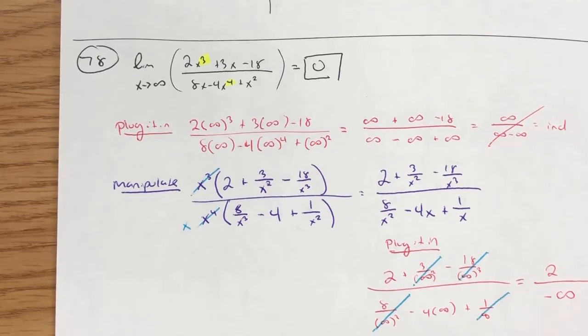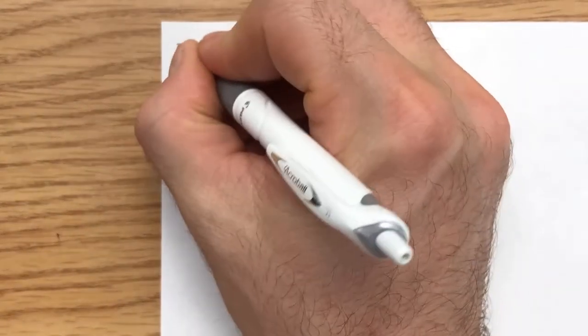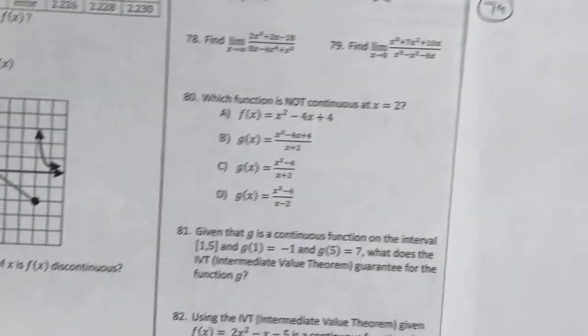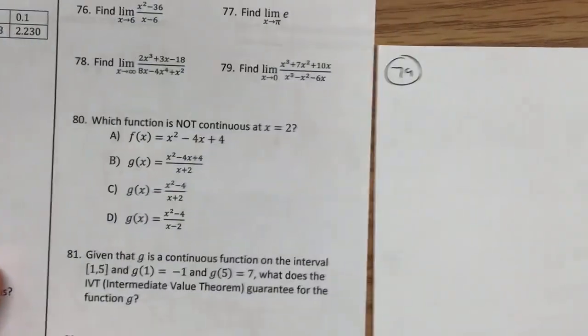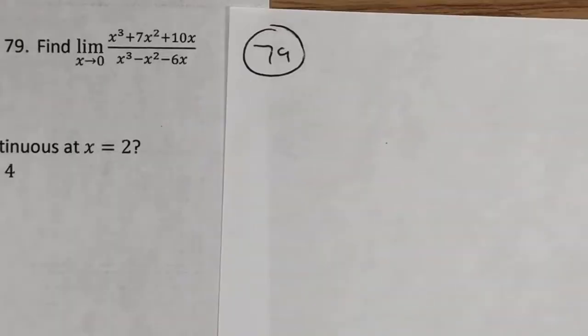So that was number 78. Let's go ahead and swap over to a new sheet of paper for 79. Okay. So 79, we're going to find the limit as x approaches 0.